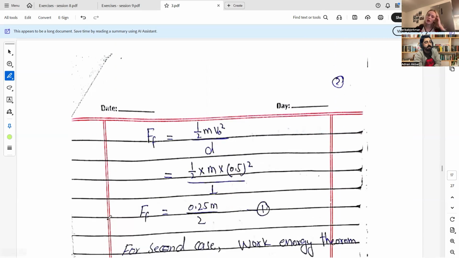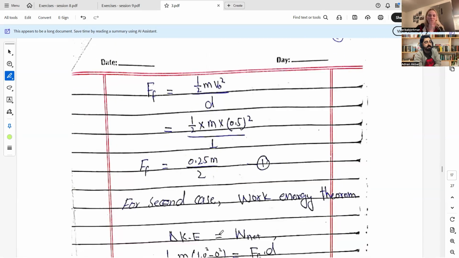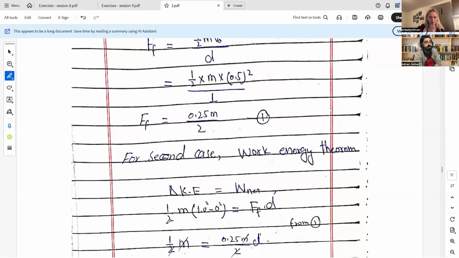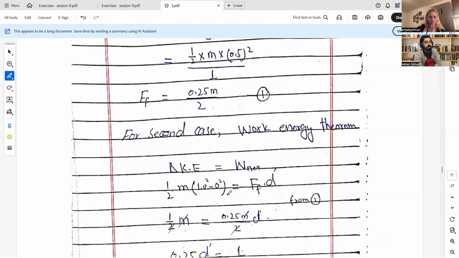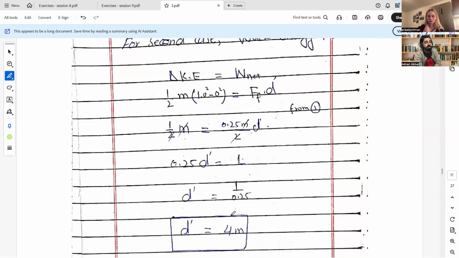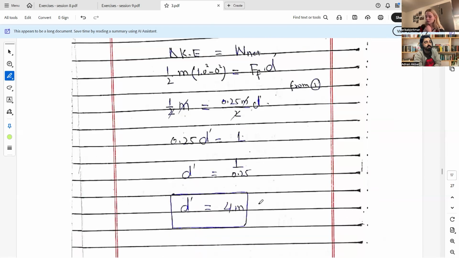Now I have the relation for the force of friction, and the force of friction is the same in both cases. So in the second case, change in kinetic energy is equal to W net, which is 1 by 2 m into 1 square minus 0 square equals F d prime. Simplifying and isolating d prime, 1 by 0.25 is equal to 4 meter, the distance covered when the object was moving with initial velocity 1 meter per second. Is it clear? Yes, it's clear. Okay.